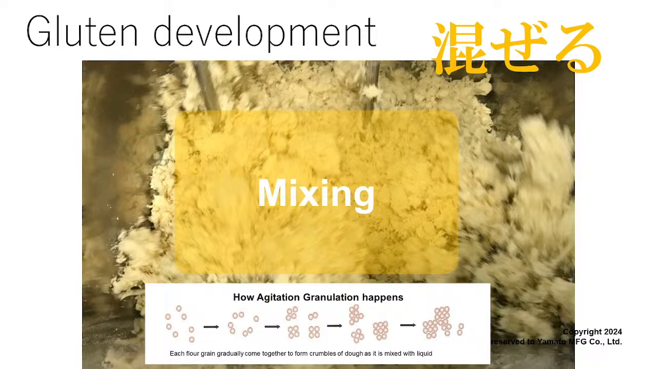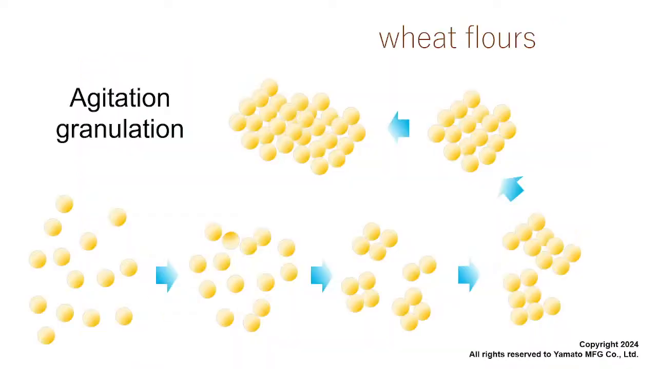So first of all, mixing. This is a very important process in building very good dough texture. What we want happening in the mixing process is agitation and granulation, which is just flour particles coming together as they get agitated by the mixing and with water. They come together naturally and get bigger and bigger, little by little, as we mix. That's a natural phenomenon that happens in the mixing process.